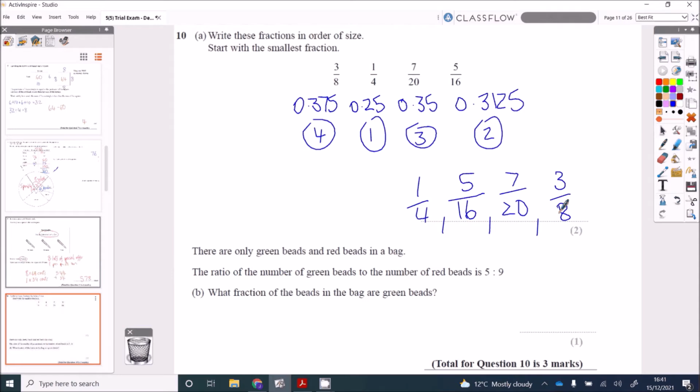Now for part B, there are only green beads and red beads in a bag. The ratio of green to red is 5:9. What fraction of the beads in the bag are green? Now don't fall into the trap. Don't go and say 5 out of 9. There aren't 9 beads. There are 5 plus 9 beads. The total number of beads is 5 add 9, which is 14. So the fraction of the beads in the bag that are green is 5 out of 14.